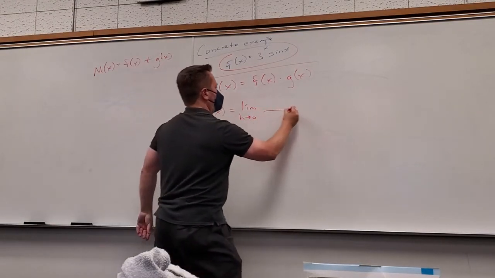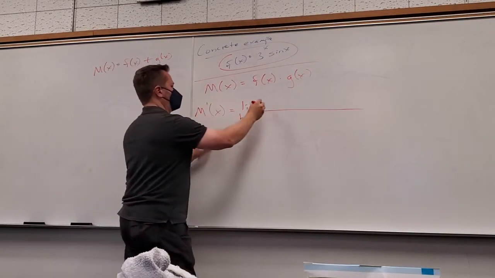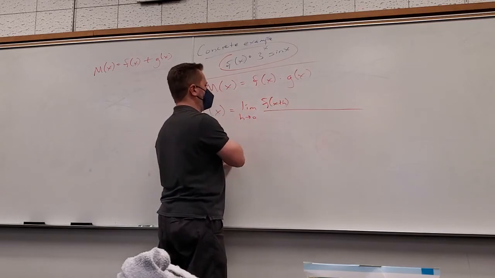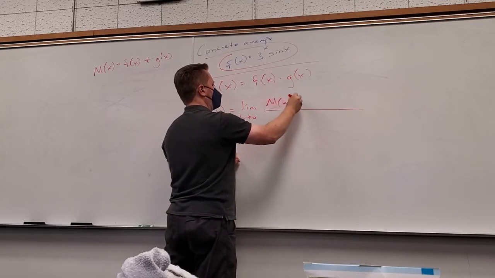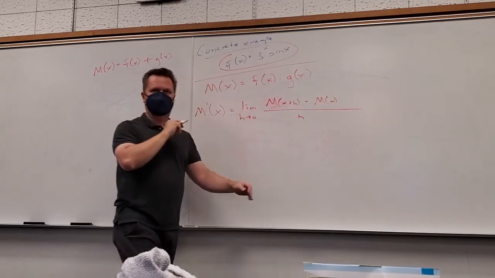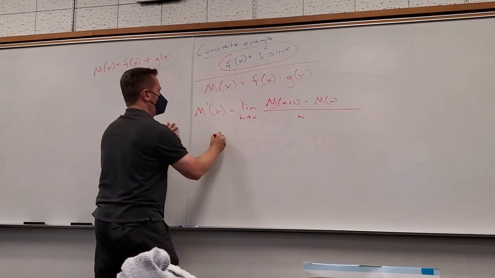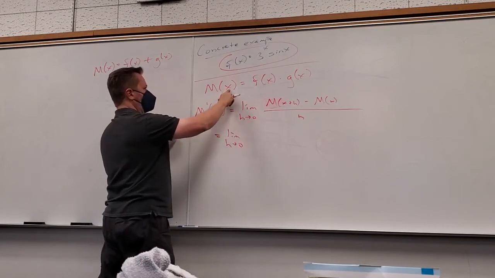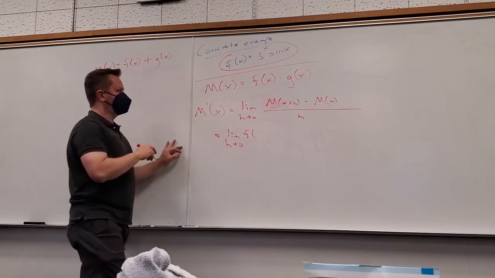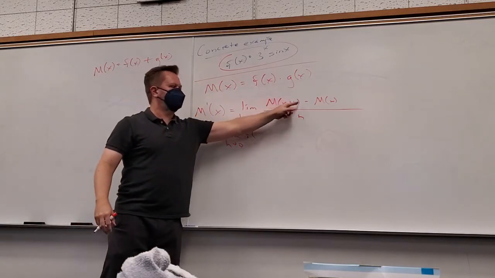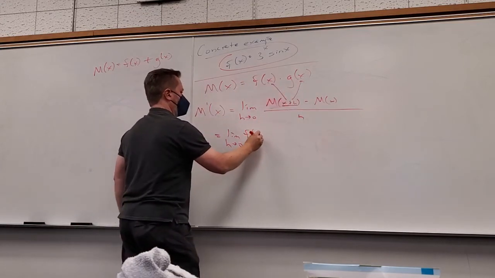So help me out. What would this look like? Wouldn't this be m of x plus h minus m of x over h? That's what m prime is by definition, yes? Okay. What is m of x plus h? It's f of x times g of x. No, come on. What is m of x plus h? What do you do with this? Don't you plug it in? g of x plus h. f of x plus h.